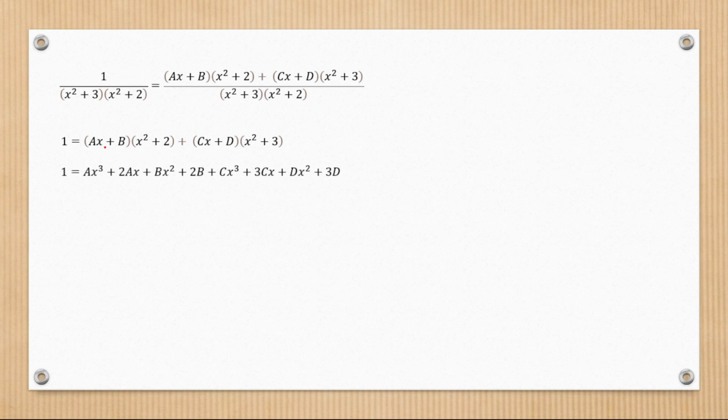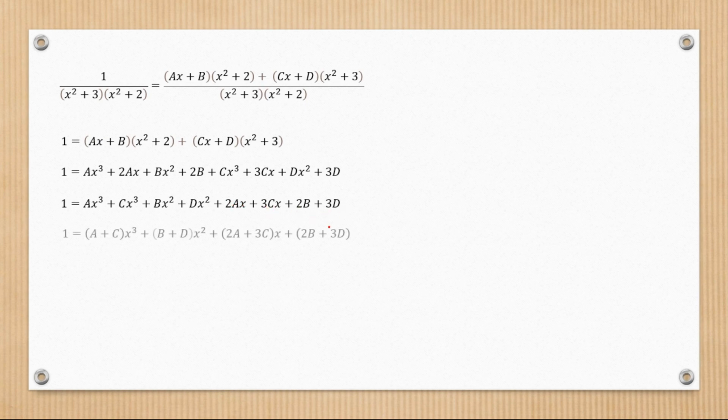As you can see, when you multiply this and this, we have ax cubed plus 2ax plus 2bx squared plus 2b. And then when you open these brackets, we have cx cubed plus 3cx plus dx squared plus 3d. Then we're going to arrange them and collect terms that have the same powers together. So we have ax cubed plus cx cubed, bx squared plus dx squared, then 2ax plus 3cx, and then 2b plus 3d. So we're going to put all those in brackets. So now that is what we have.